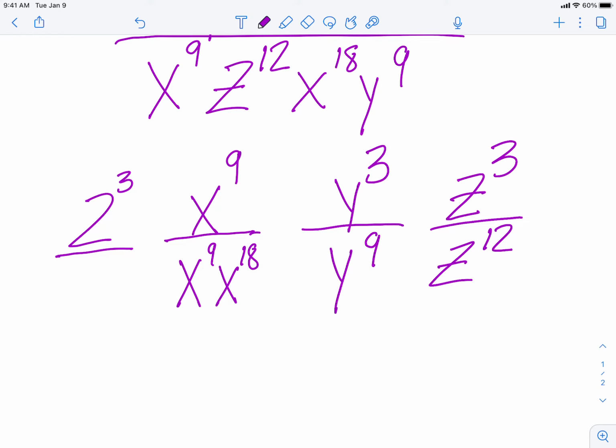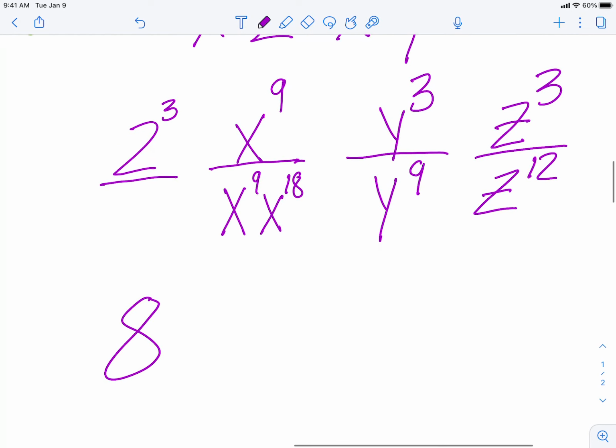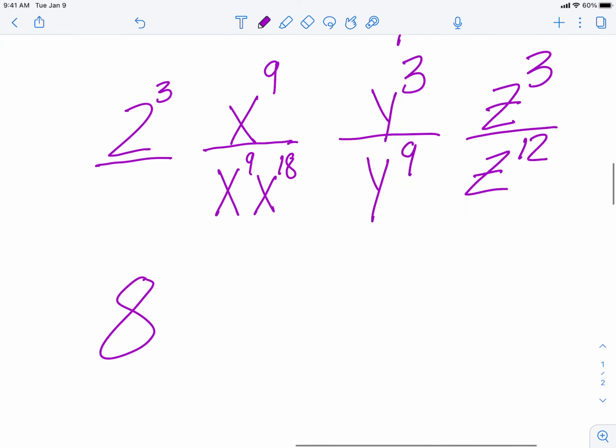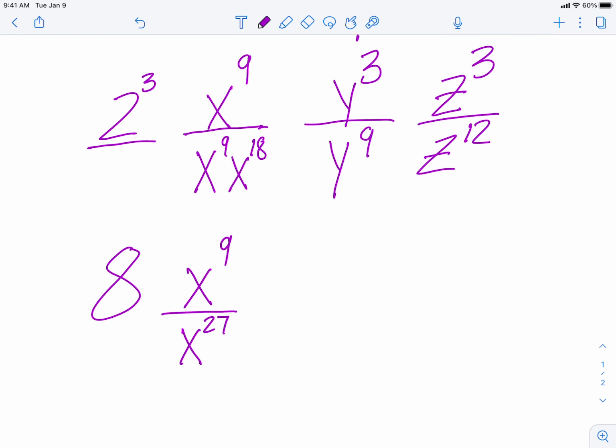Okay? So, what are we going to do here? 2 to the 3rd, everybody. 2 times 2 times 2. 2 times 2 is 4. 4 times 2 is 8. So this is just 8. Right? Now, these two are like terms. Here, look, they're same base, so I can add these two together. 9 plus 18. So I still have x to the 9th on top, but I have 9 plus 18 is 27 on the bottom.